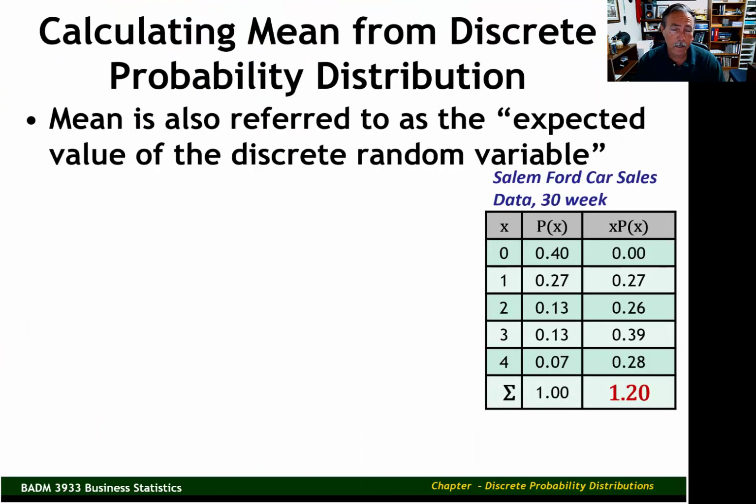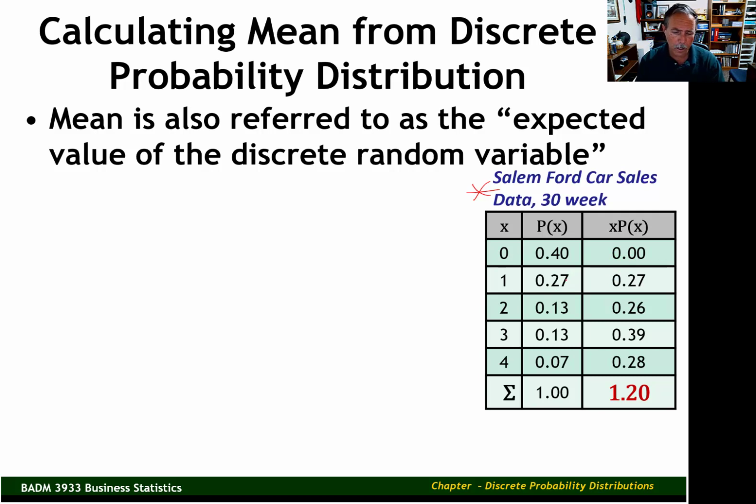So, okay, let's go ahead and calculate the mean from discrete probability distribution data. And we're going to calculate this mean using the car sales data that we talked about in the introductory video. And here's a summary of this car sales data. Again, we have 5 different values of x, we have the probability of x, and then we have a calculated value, which is actually part of the formula.